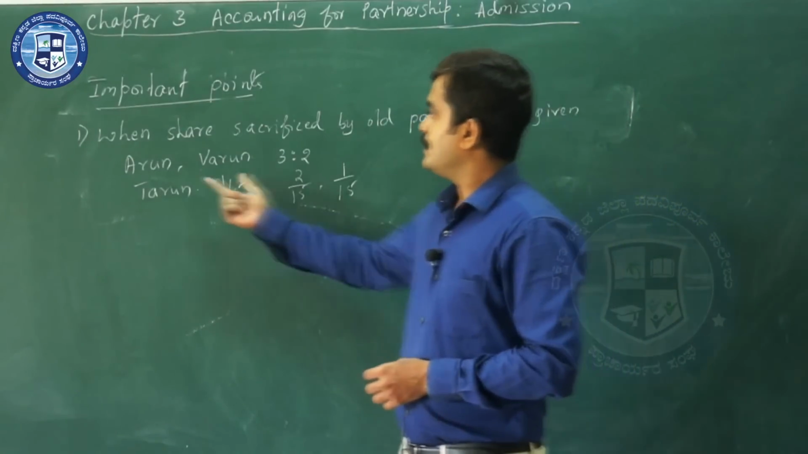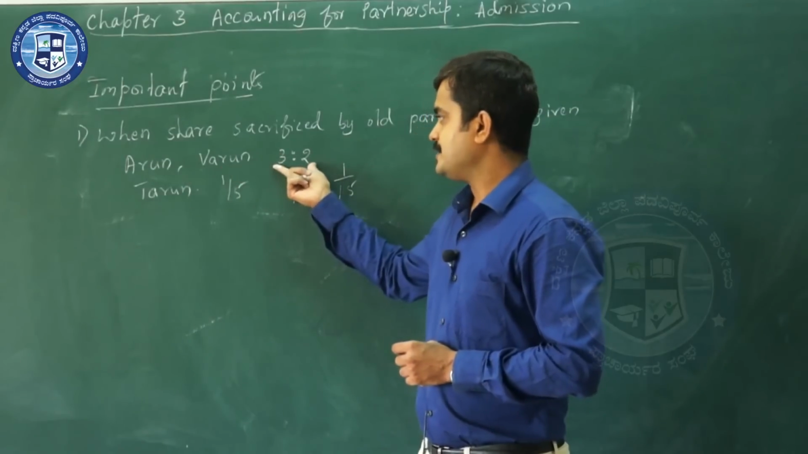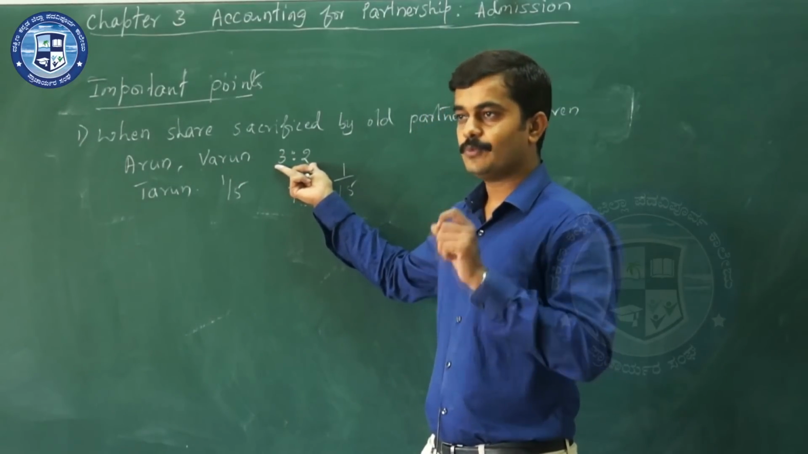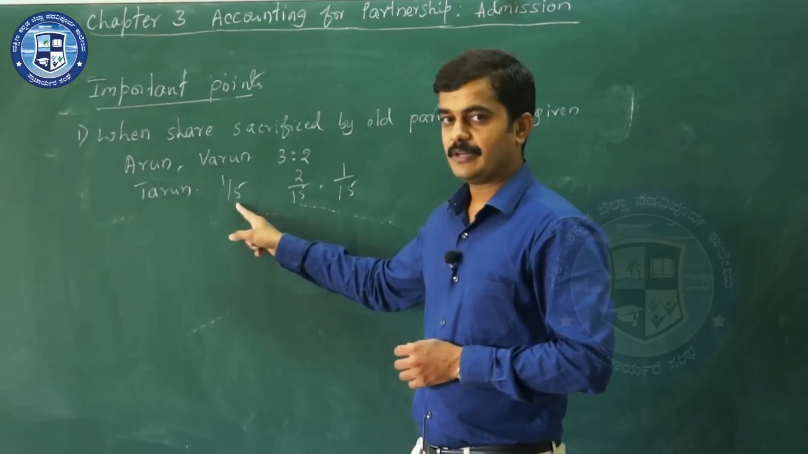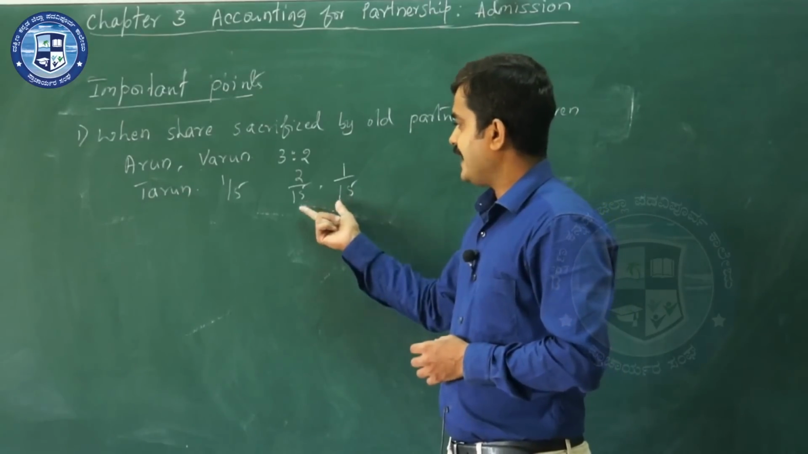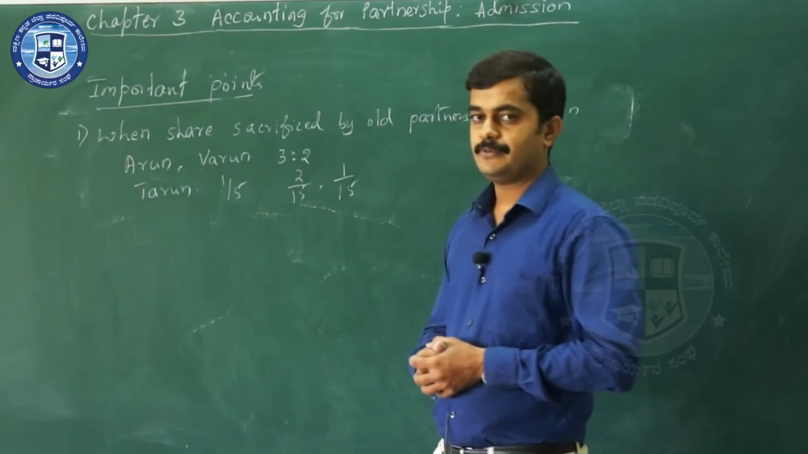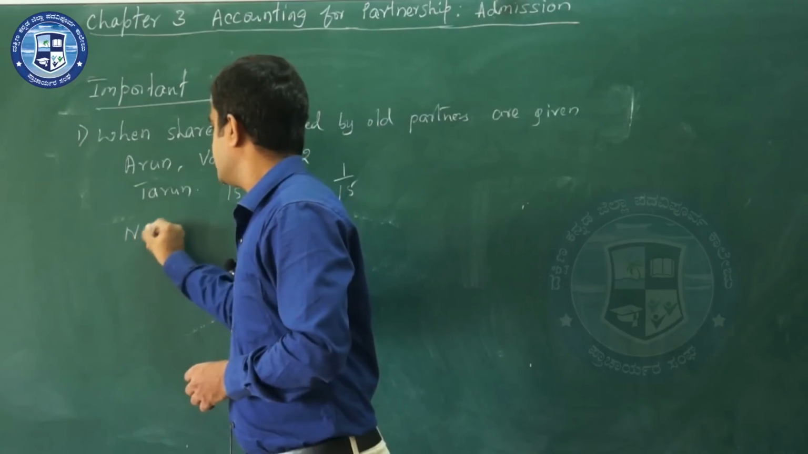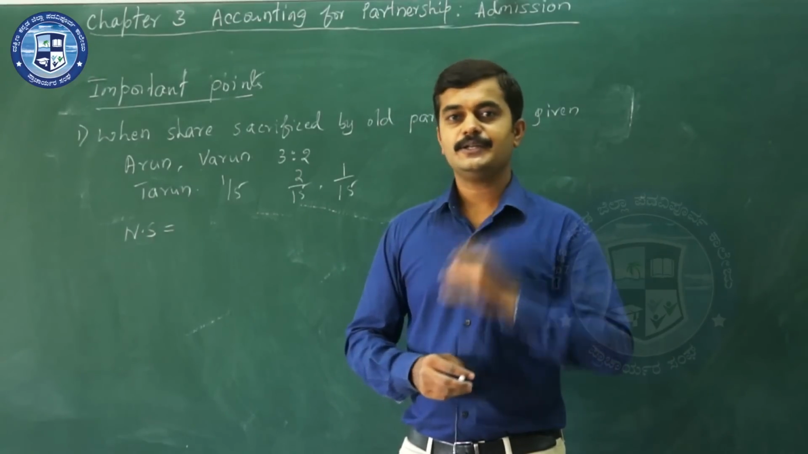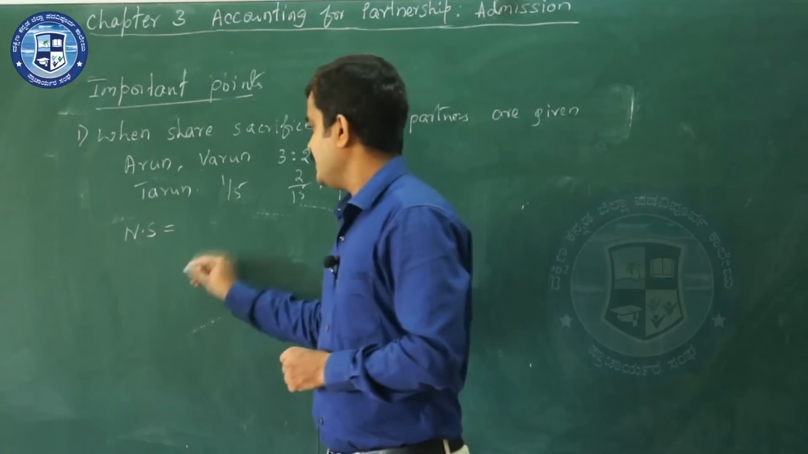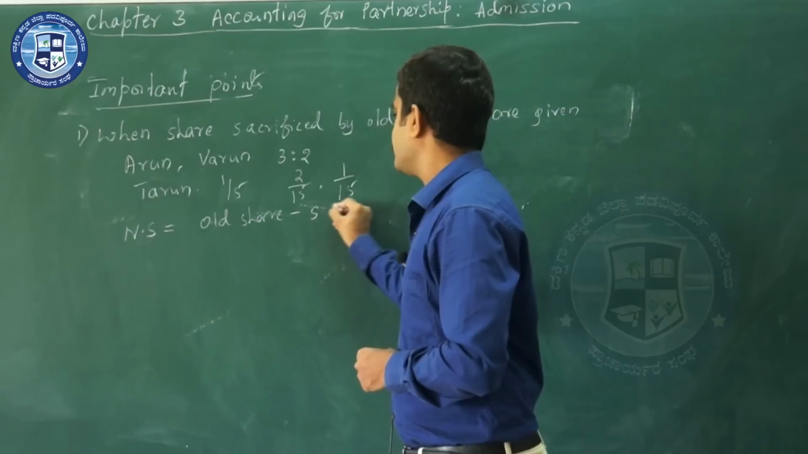In this example, we have two partners, Arun and Varun, who are called existing or old partners, and their profit sharing ratio was 3:2, that is called old profit sharing ratio. New partner is Tarun and his share is 1/5, which he has received from old partners in this proportion, 2/15 and 1/15. Let us write the formula for new share. First we have to calculate new share, then we can calculate new profit sharing ratio. So new share equals old share minus share sacrificed.